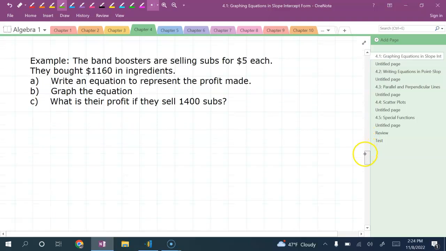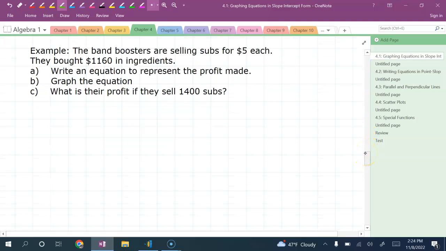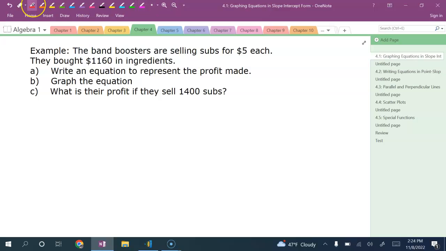All right, let's take a look at this next problem, which is a story problem here. So the Band Boosters are selling subs for $5 each. They bought $1,160 worth of ingredients. There's a couple parts to this. They want us to write an equation to represent the profit. They want us to graph the equation, and then they want us to find the profit if they sell 1,400 subs.